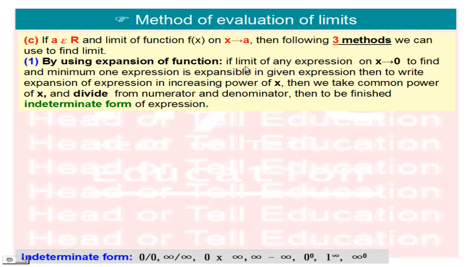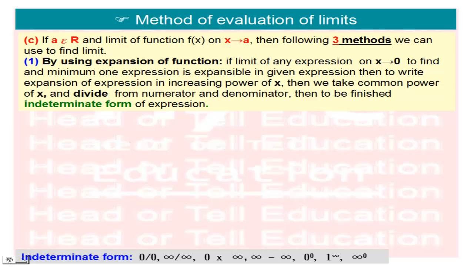If we have to find the limit of an expression as x tends to 0 and at least one expression is expandable in the given expression, then we write the expansion of the expression in increasing powers of x, take the common power of x, and divide it from the numerator and denominator, so that the indeterminate form is removed. First we take an example.